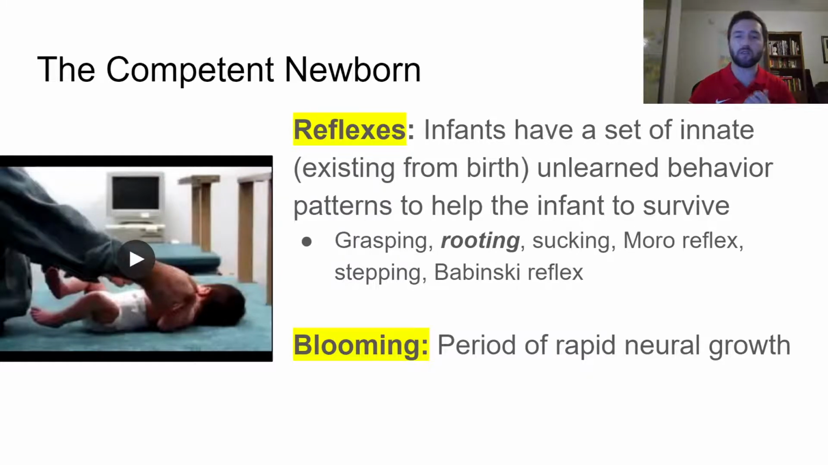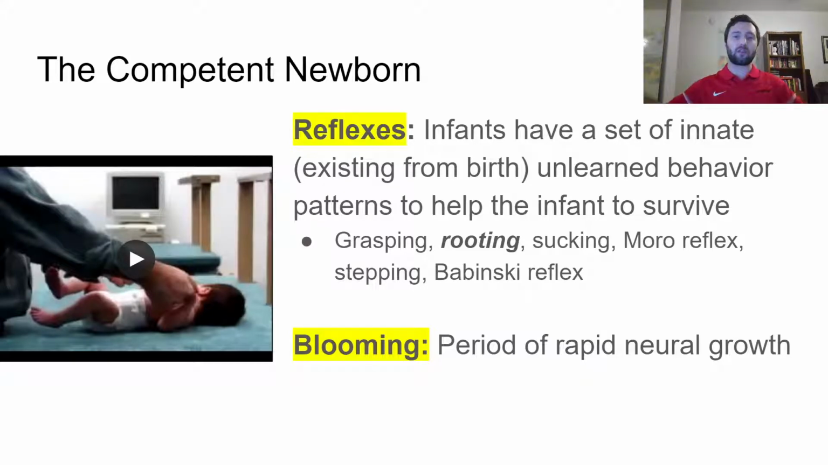Rooting is basically rooting for a nipple. If you took your finger and rubbed it on a newborn baby's cheek, they'll turn and open their mouth because they're looking to get fed, which is obviously an important piece. Sucking is very straightforward. They're feeding. We have stepping, where if I hold a baby up in the air, their feet will step as if they're walking on something. We also have the Moro reflex and the Babinski reflex. I feel like I'm going to mix these two up. But one of them is a reflex where if I, I don't want to say I drop a baby, but if you let a baby down quickly, they'll grab on, right?